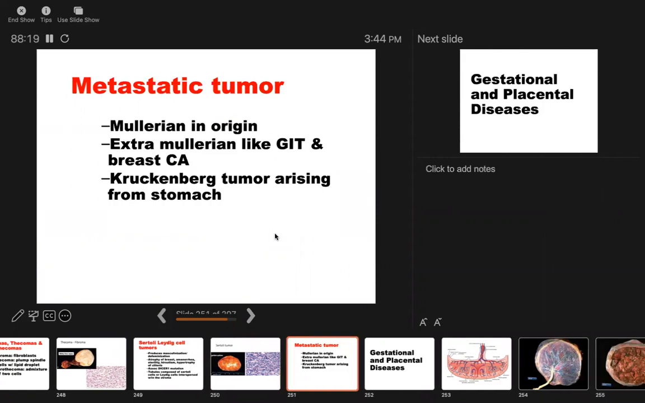Now, metastasis is often coming from other organs like the GIT, the breast, or the stomach, as in your Krukenberg. The most common metastatic tumors of the ovary are usually derived from tumors of Mullerian origin. Like, for example, again, uterus, fallopian tube, contralateral ovary, or pelvic peritoneum.